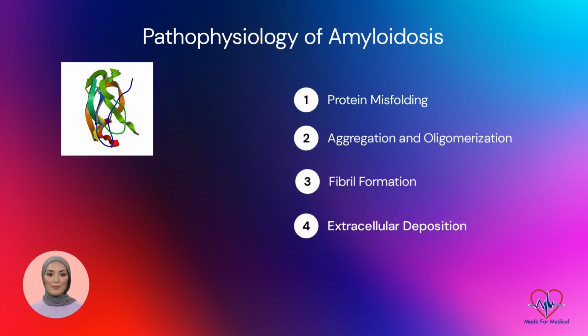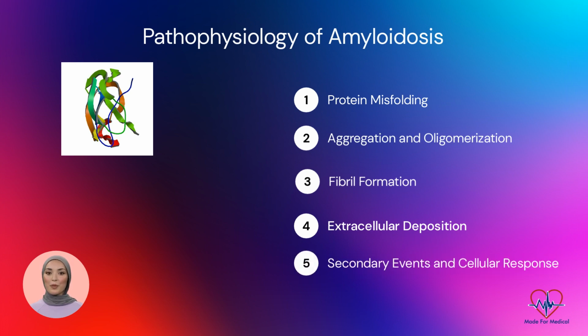Extracellular deposition. Once formed, amyloid fibrils are deposited extracellularly within tissues. The mechanisms by which fibrils are transported and deposited are not completely understood, but they may involve interactions with cellular components, extracellular matrix molecules, and specific receptors. The deposition of amyloid fibrils can lead to tissue damage, inflammation, and organ dysfunction.